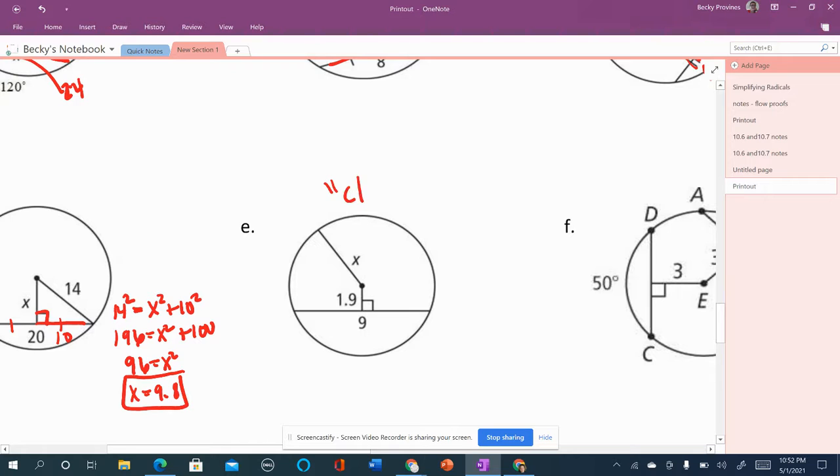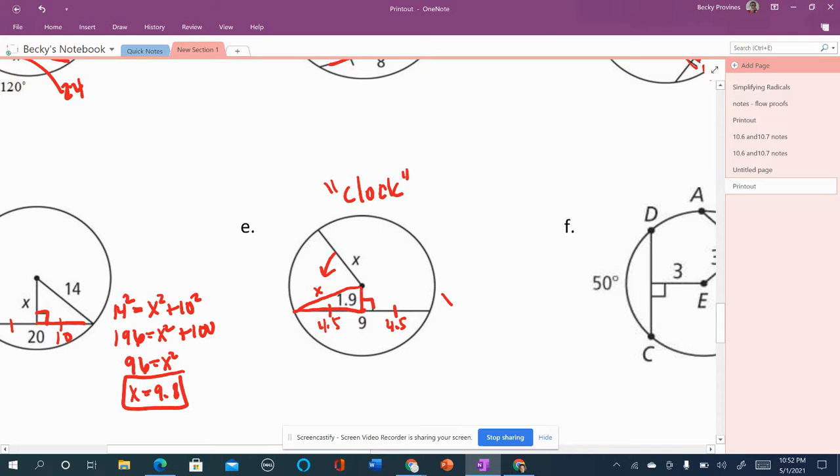Now this one, I always refer to it as a clock, because we already know that radii always have the same measurement when they're on the same circle. So we're going to rotate the radius and we're going to try to make a right triangle, which we have here. So I'm going to redraw in my radius, which has the value of x. Now, since there's a right angle here, we know that that chord's bisected. So 9 divided by 2 is 4.5.